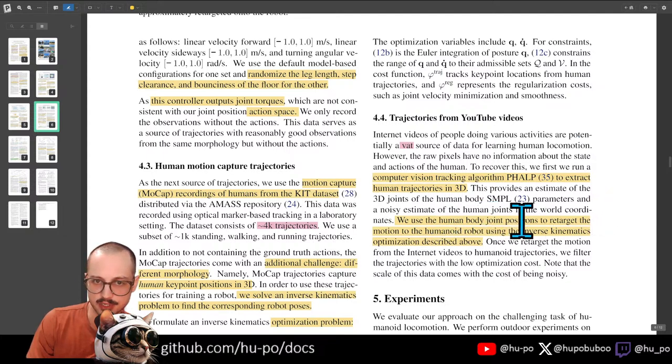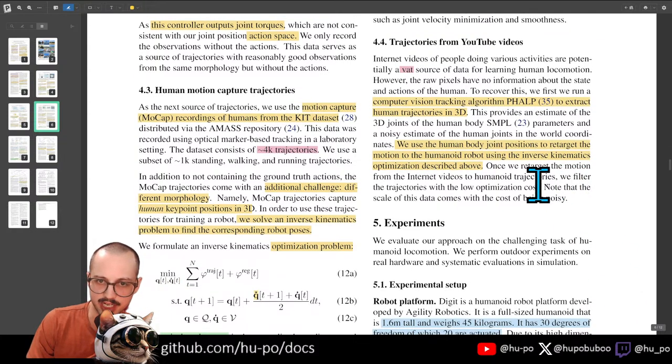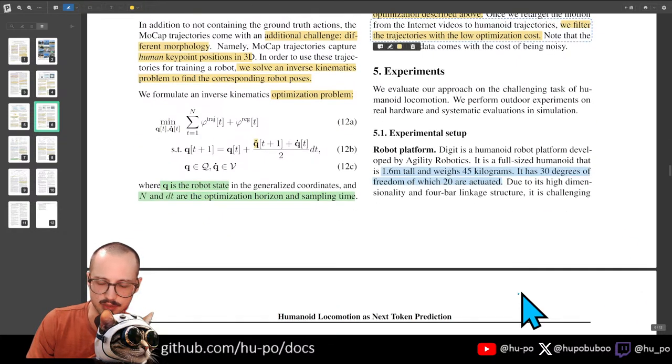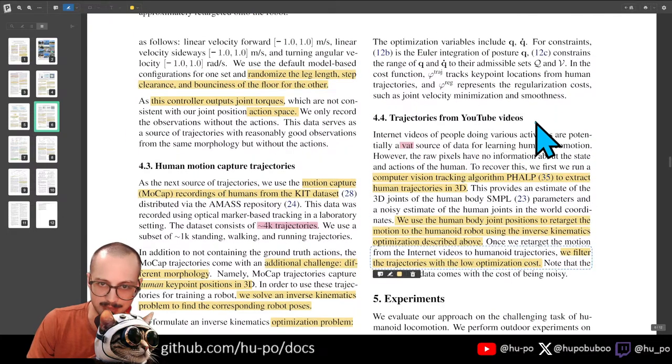We use the human joint positions to retarget the motion using the inverse kinematic optimization described above. I guess they also filter trajectories with low optimization costs. So this inverse kinematics is not going to be perfect, right? So if you run this inverse kinematics optimization and you end up with a solution where it's like, hey, we really weren't able to match the position of the hands and the position of the legs and the position of the knees, throw it away, right?